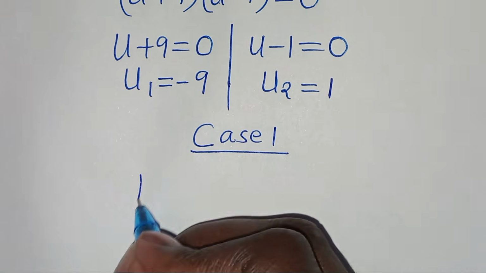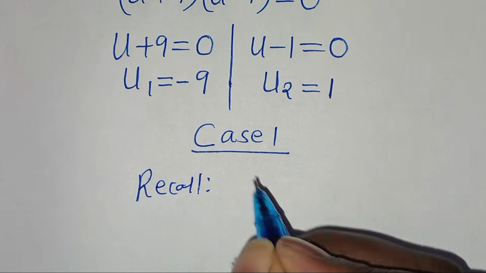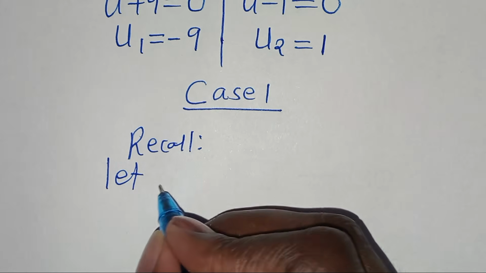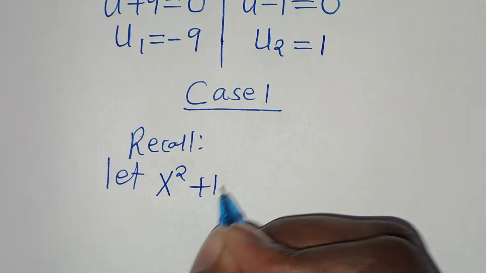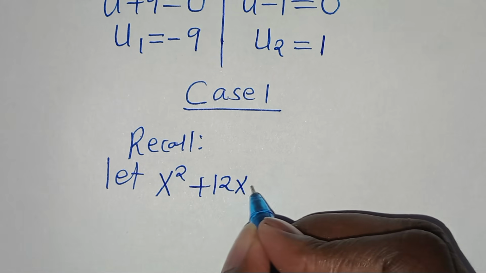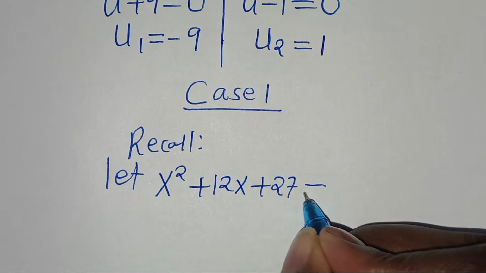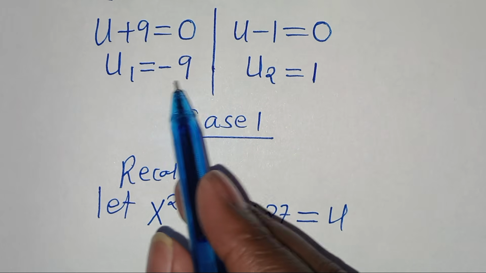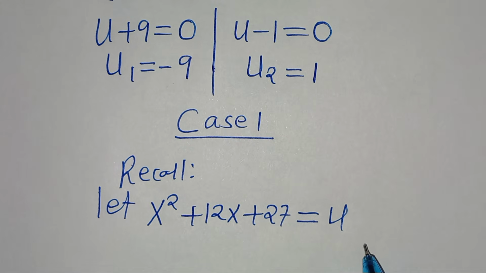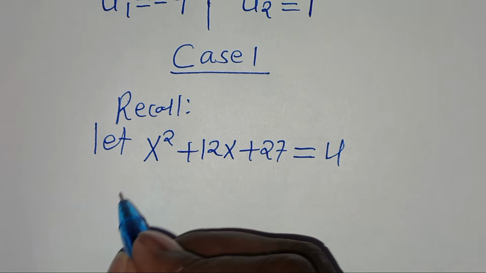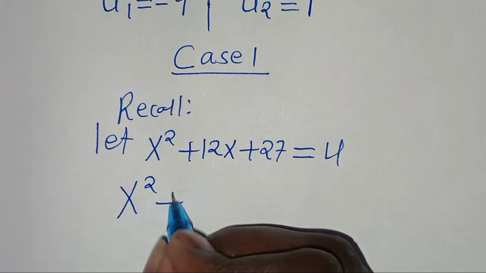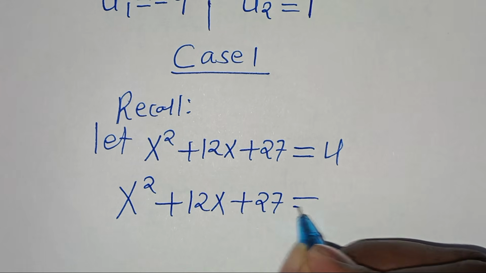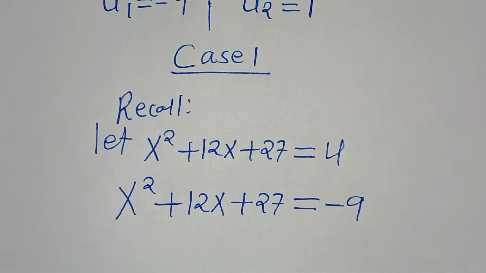Now, if you recall, we had seen that we let x to the power of 2 plus 12x plus 27 be equal to u. So let's start with the first value of u, which is minus 9. So in this case, we have x squared plus 12x plus 27. This is equal to minus 9.